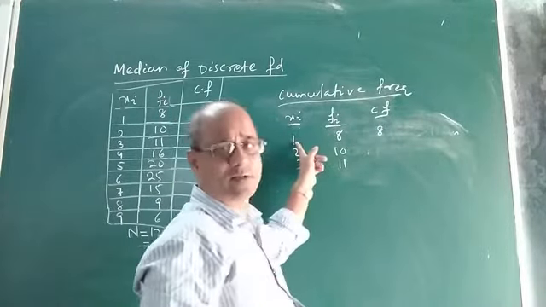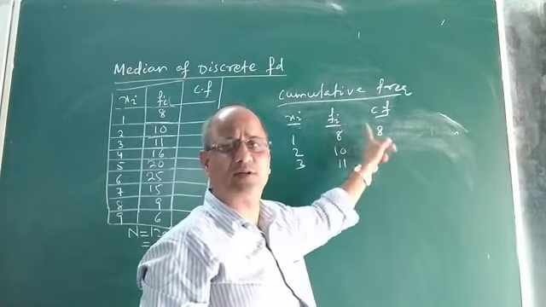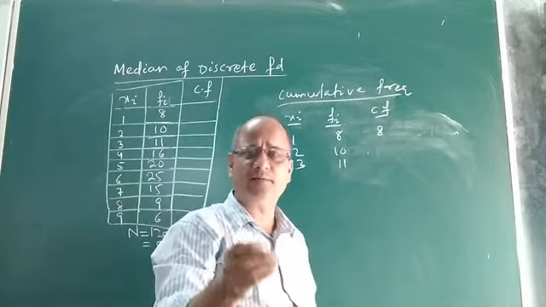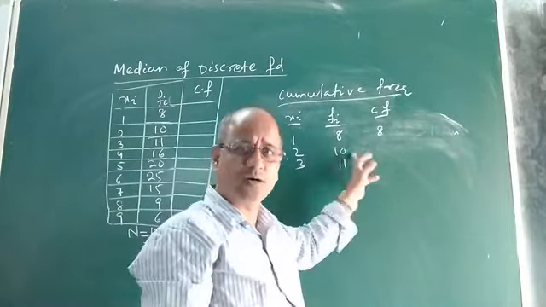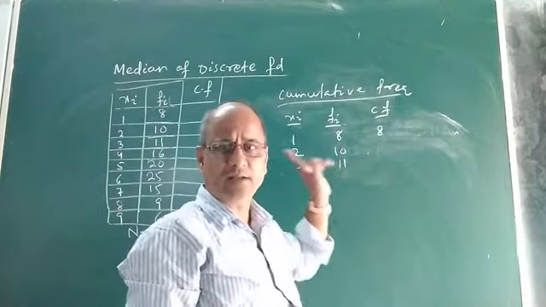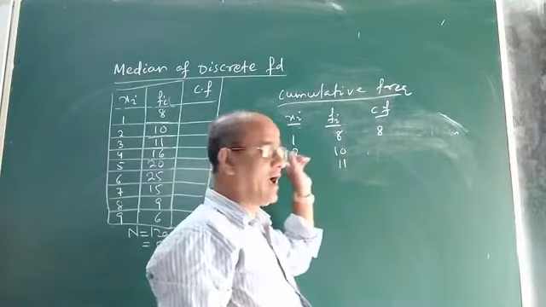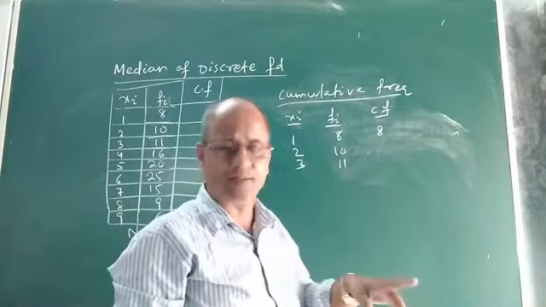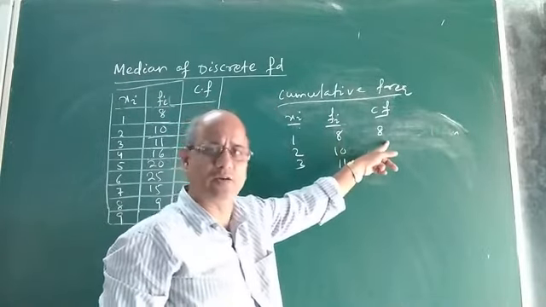8 will be the frequency of the first observation, so it will also be the cumulative frequency of the first observation. That means the cumulative frequency of the first observation in a distribution is equal to its frequency. Okay, the cumulative frequency of an observation in a distribution is equal to its what? Frequency. So as the frequency of 1 is 8, its cumulative frequency will be 8 also.